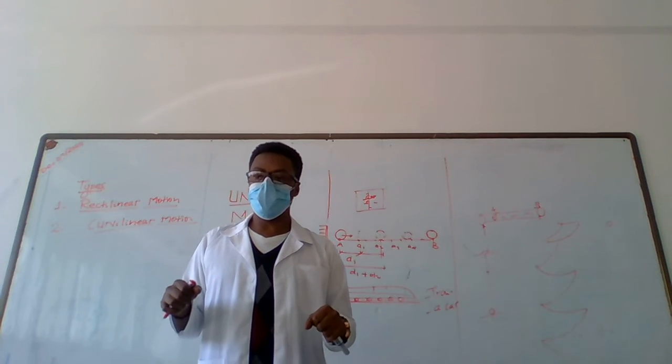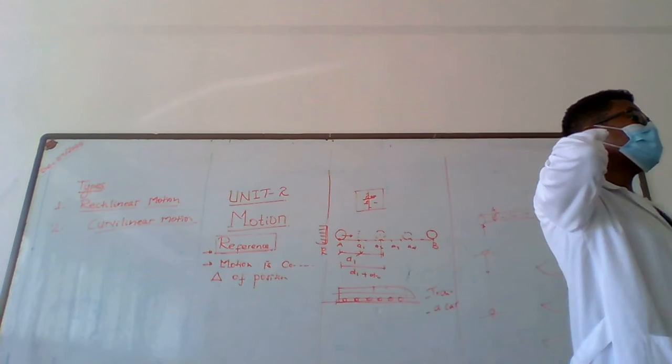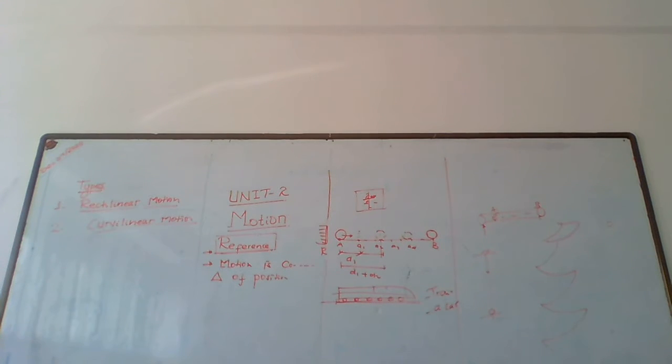A bike. Look, when we say motion, the path is very important. I mean, the path followed by the object matters the most. If the path is a straight line, it is rectilinear motion. If the path is curved, curvilinear motion. The example is very simple.